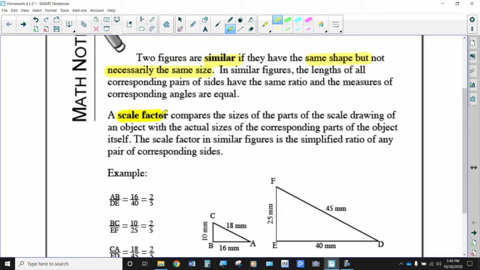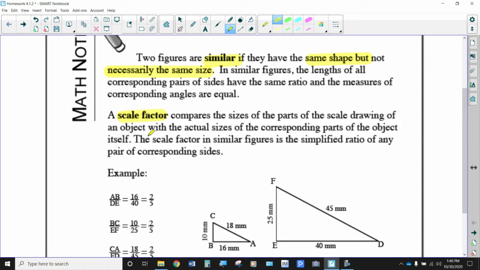So a scale factor compares the sizes of the parts of the scale drawing of an object and the actual sizes of the corresponding parts of the object itself. So when you think about a map and the city of Loomis, obviously with your map, you want it to be proportional and look exactly like the city of Loomis if you were to take like a bird's eye view of it. But the map is going to be much smaller, obviously, than the actual town of Loomis.